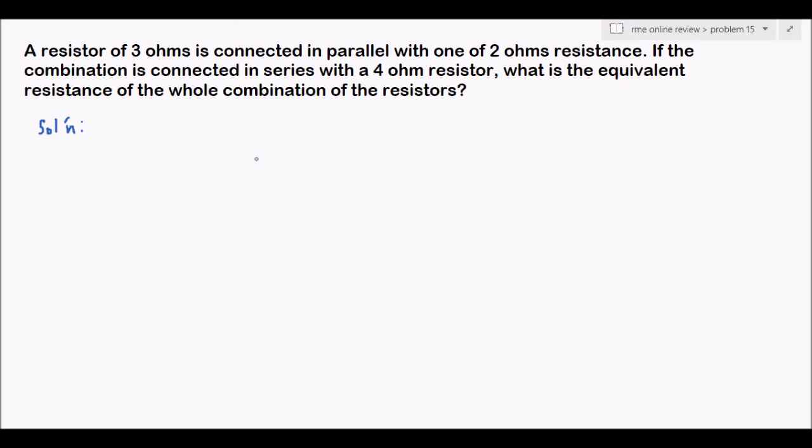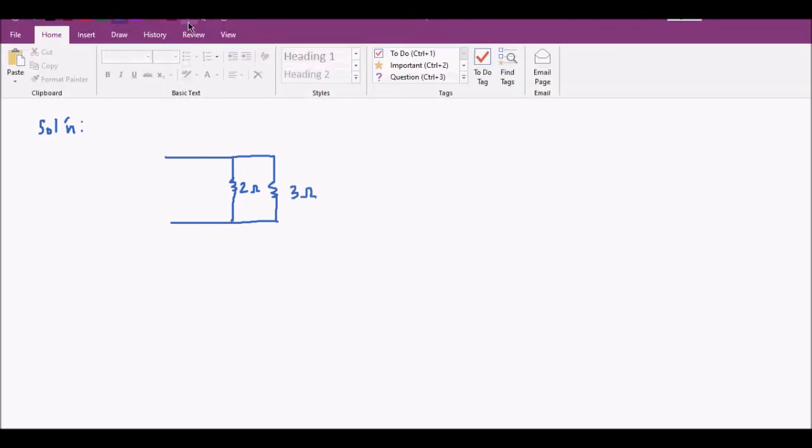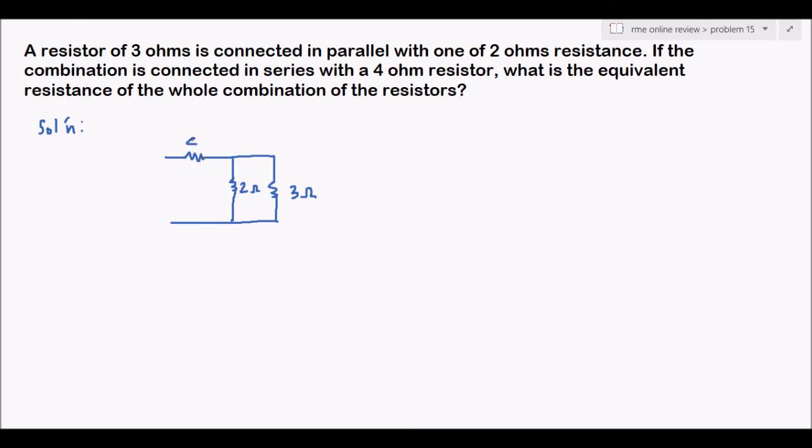We have a 3 ohm and a 2 ohm resistor connected in parallel. So we have two resistances connected in parallel, the first one and the second one. This is 3 ohms. I made some mistakes, so this is a 2 ohm resistor; let's erase that and correct it. This parallel combination is connected in series with a 4-ohm resistor. So we have here our 4 ohms.